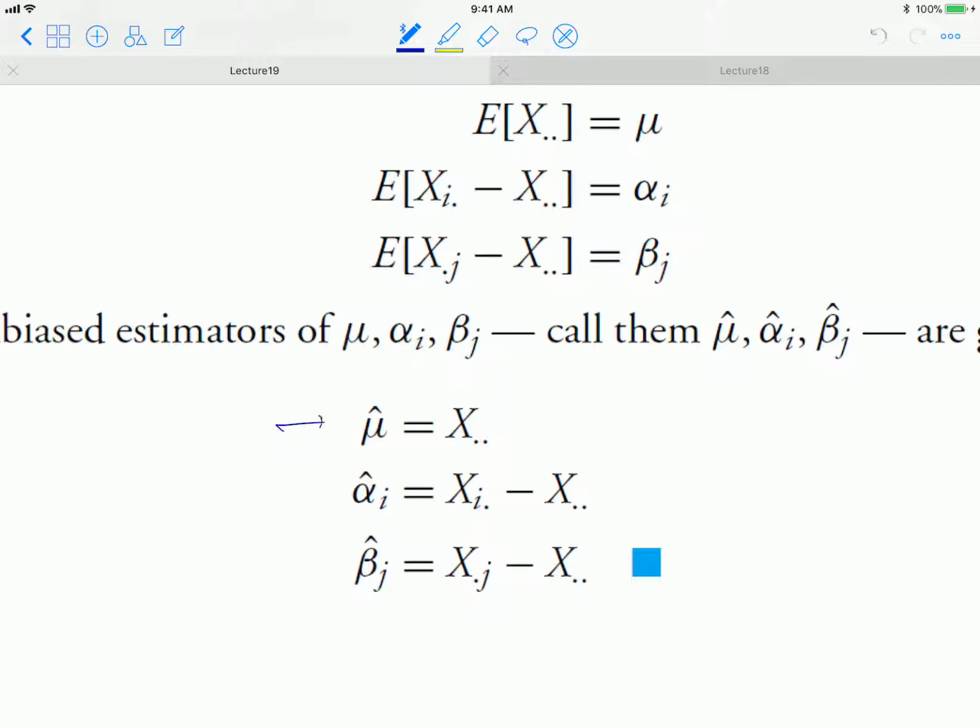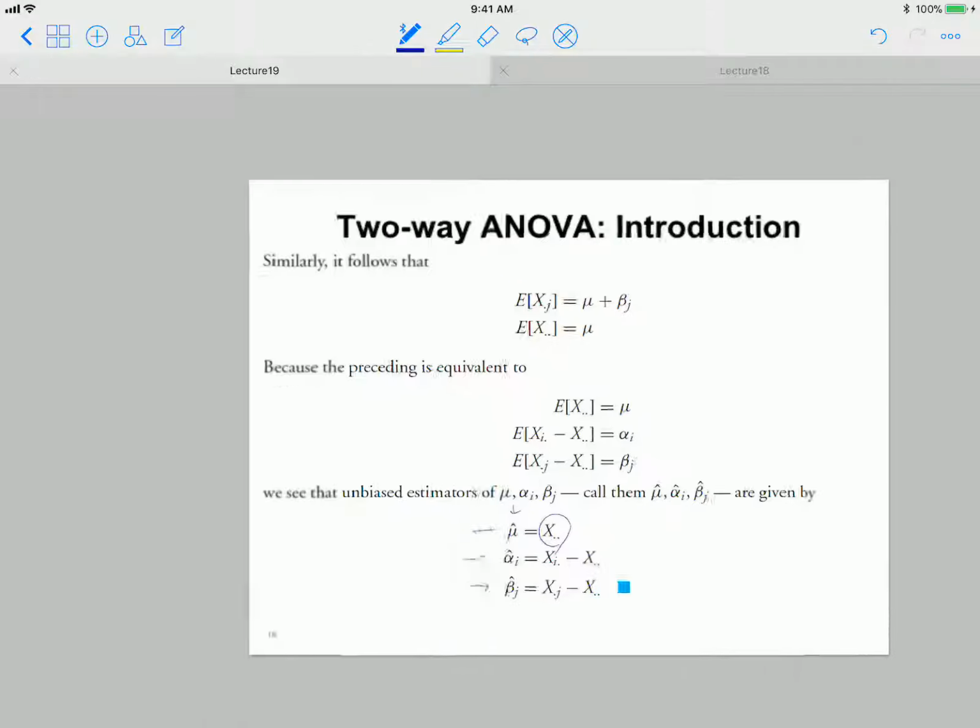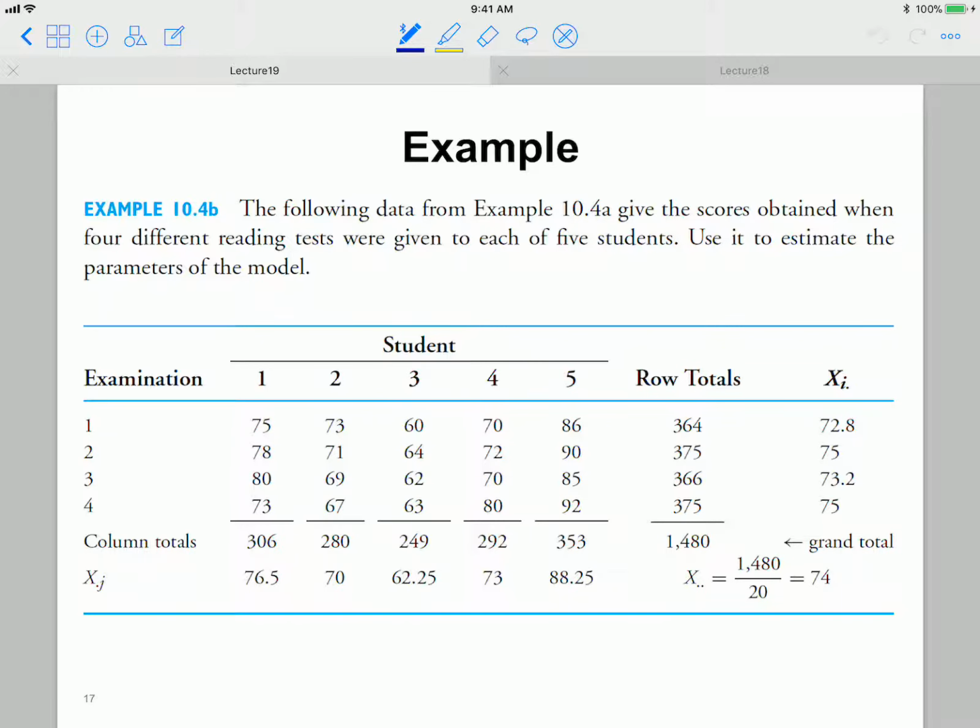And then you guys now understand these, right? The estimator for mu, which is represented as mu hat, is used by this, and so on. So let's look at this example. Student and exam, and then we sum up row-wise and column-wise, and then take the average by dividing by 4 and dividing by 5, and that way we obtain x i dot or x dot j.